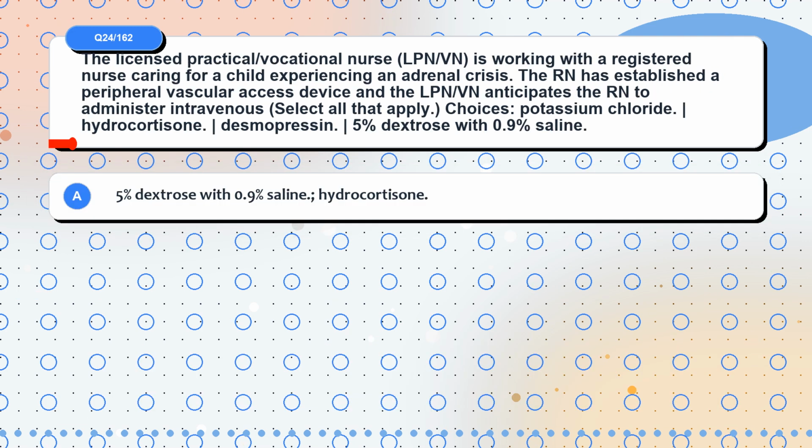Question 24. The licensed practical/vocational nurse LPN/VN is working with a registered nurse caring for a child experiencing an adrenal crisis. The RN has established a peripheral vascular access device, and the LPN/VN anticipates the RN to administer intravenous. Select all that apply. Choices: potassium chloride, hydrocortisone, desmopressin, 5% dextrose with 0.9% saline. Here are the options. Option A. 5% dextrose with 0.9% saline. Hydrocortisone.